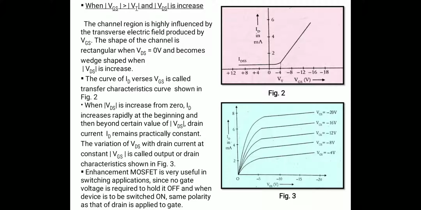When VGS becomes more and more negative, drain current goes on increasing because more and more positive charges will be induced in the P channel. The enhancement MOSFET is very useful in switching applications.